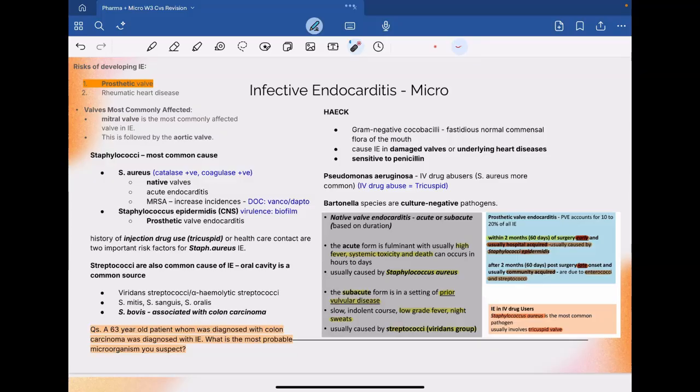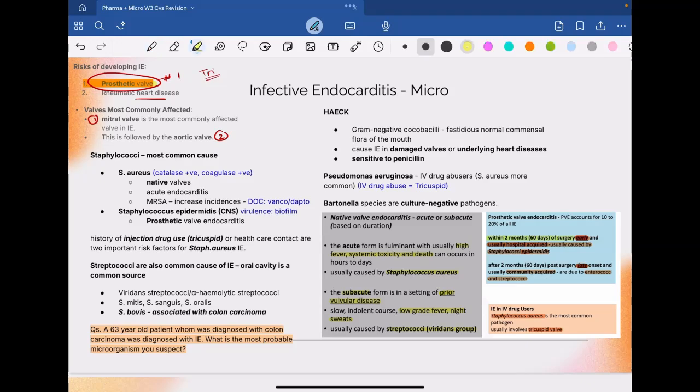So we'll start with infective endocarditis. There are risks for developing infective endocarditis. The top one is having a prosthetic valve, which you need to know, the top number one. Then comes rheumatic heart disease. For the valves most commonly affected, we have the mitral valve, number one, and then the aortic valve. In patients known for injection drug use, the tricuspid valve is most likely going to be involved.